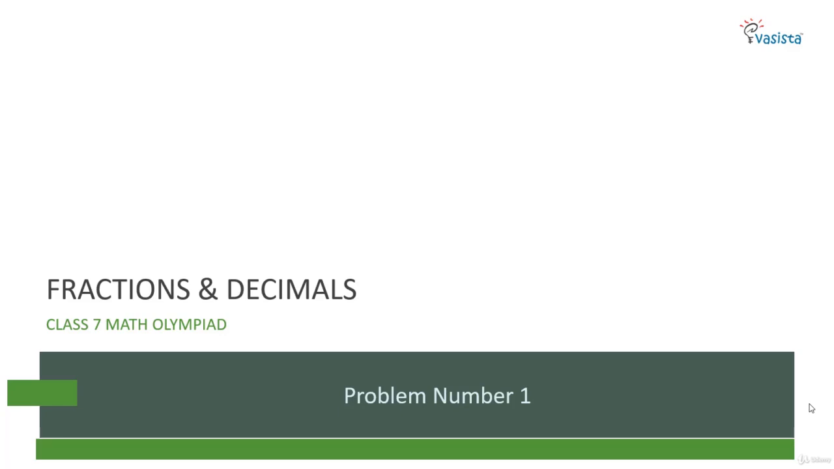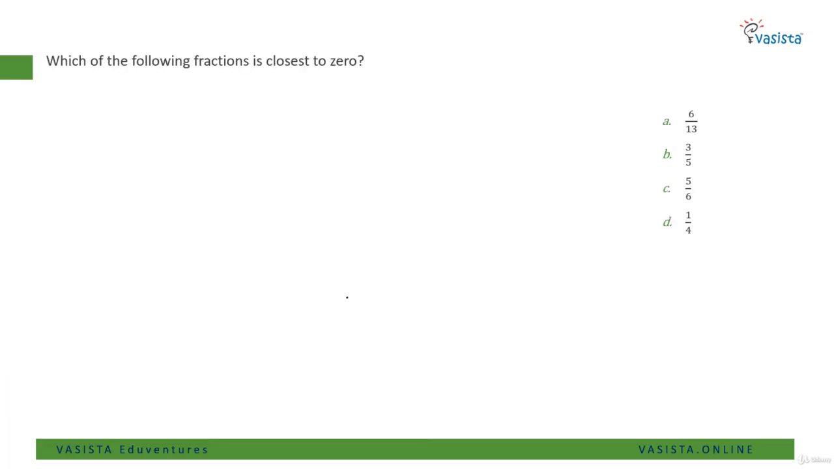Fine, let us start solving some problems based on fractions and decimals. This is problem number 1. Let us check it out here. Which of the following fractions is closest to 0? They have given 4 fractions. Let us check them one by one.